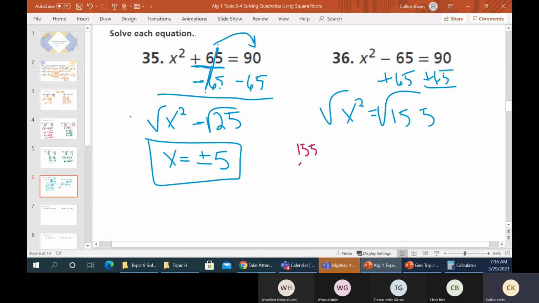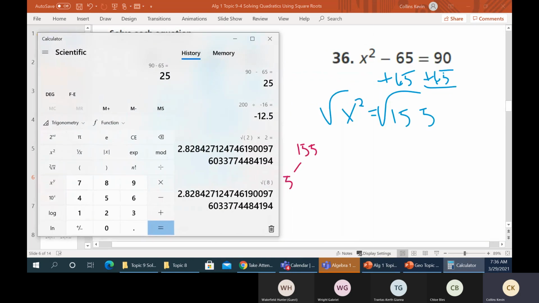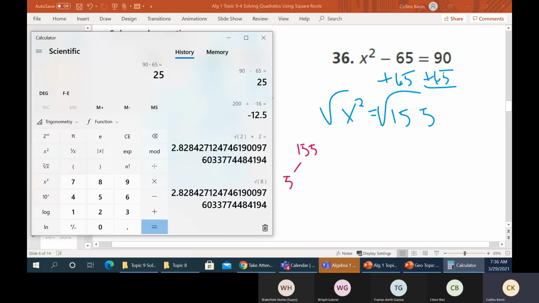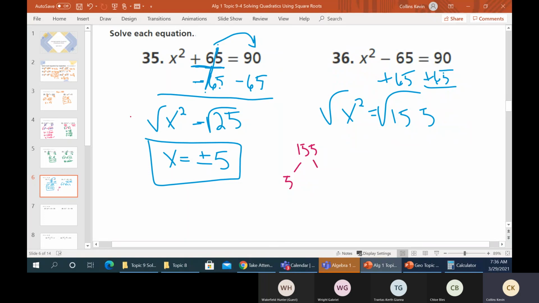So it ends in 5. That means we can divide by 5, right? So let's do that. See if this helps us at all. All right, so we've got 155 divided by 5. Gives me 31. I think 31 is a prime number. I don't think we can divide it by anybody. So that's just going to be our answer then.